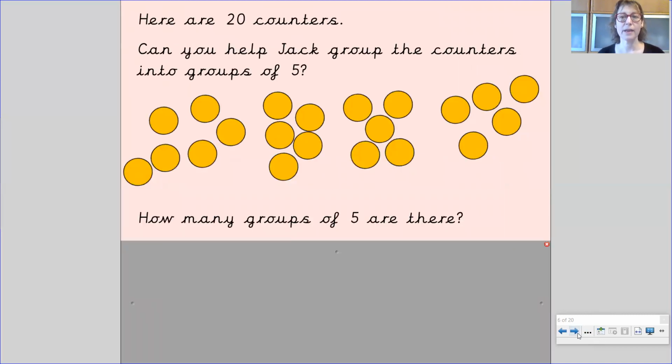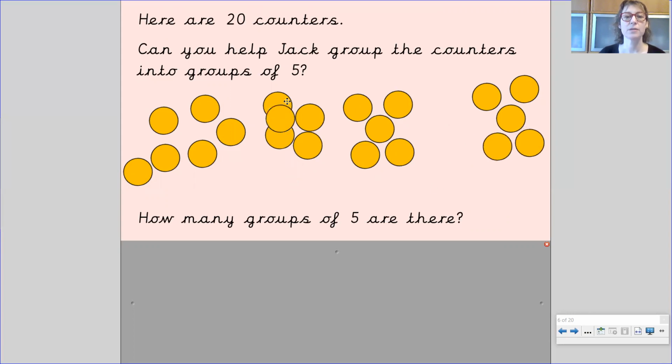This time, we're going to group them in 5s. So we're not going to put them into 5 groups. We're going to put them into groups of 5. So 1, 2, 3, 4, 5. 1, 2, 3, 4, 5. That's a nice one already. 1, 2, 3, 4, 5. And 1, 2.